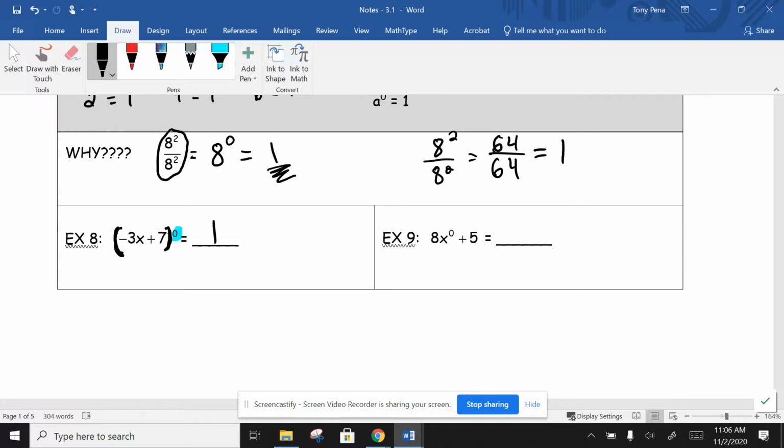Understand how that differs a little bit with number 9? There's a difference between what I have written here and if I gave you this. If I gave you this one, that means the x and the 8 is to the 0 power. That's not what we have, however. The only thing raised to the 0 power is the x. So this is really 8 times x to the 0, which is a 1. And then we would add our 5. So that's really just 8 plus 5. So this should be 13. All right, so anything to the 0 power is a 1.